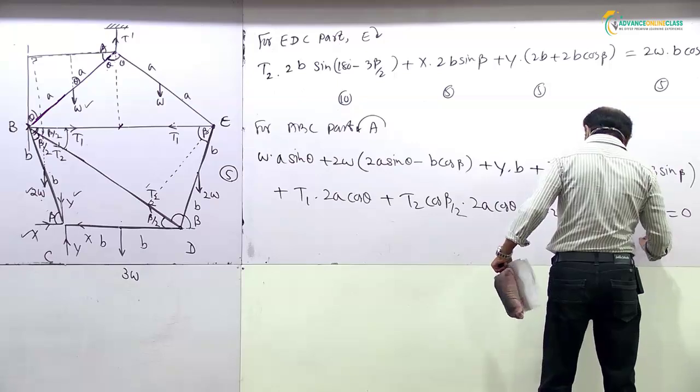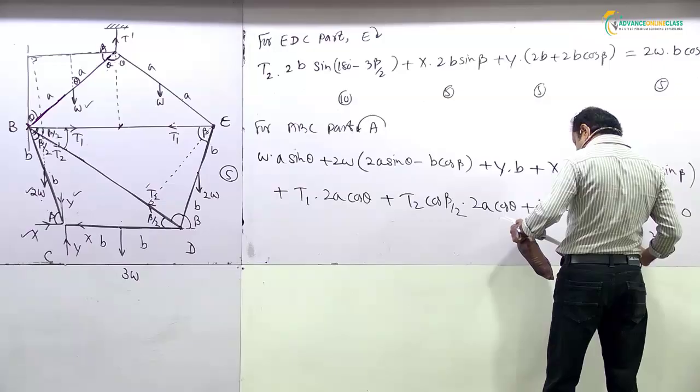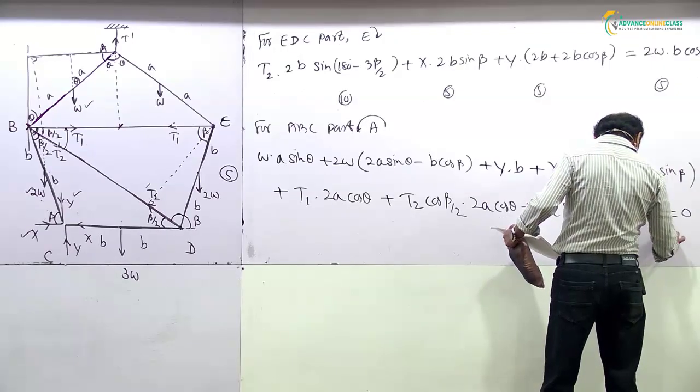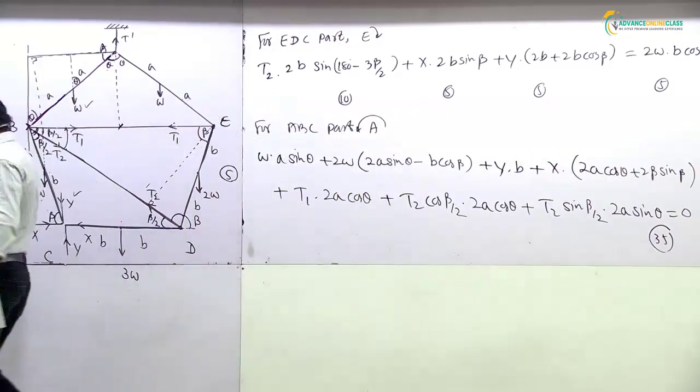For this also, 30 marks. 35 marks come in for that: 5, 5, 5, 35 marks. So this is how we take that answer. Right, the last one.